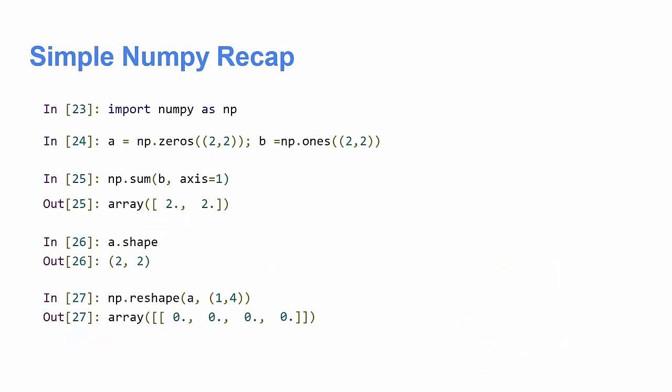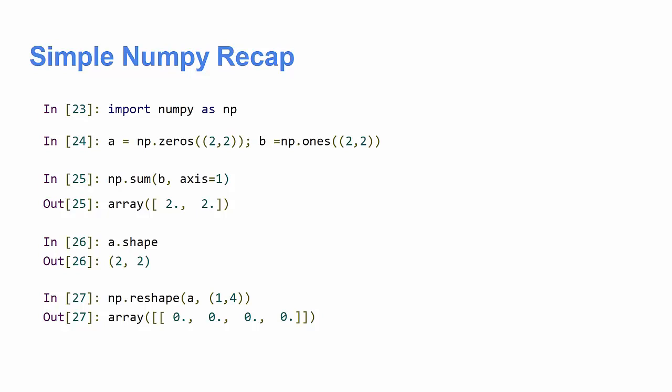Simple NumPy recap. To use NumPy, we have to write import numpy as np. If we do a = np.zeros(2, 2), it will create a 2 by 2 matrix with all zeros. And if we do b = np.ones(2, 2), it will create a matrix of size 2 by 2 with all ones. If we do np.sum(b, axis=1), it will sum the values in the horizontal direction and give us a vector of values 2, 2. And if we do a.shape, it will tell the shape of the matrix, which is 2 by 2.